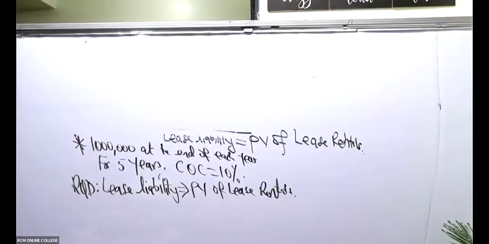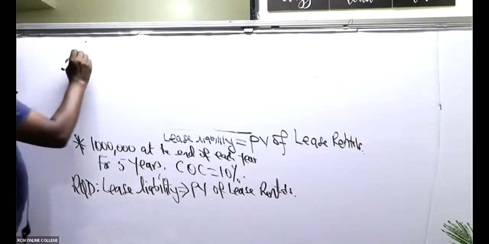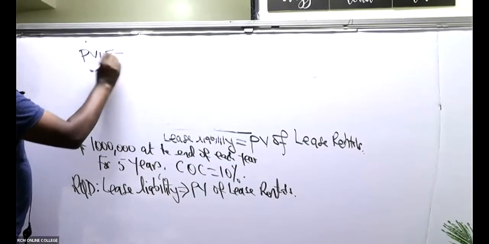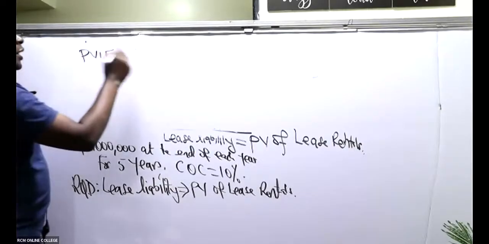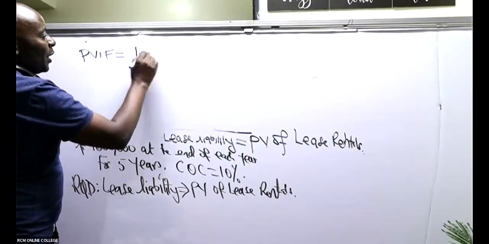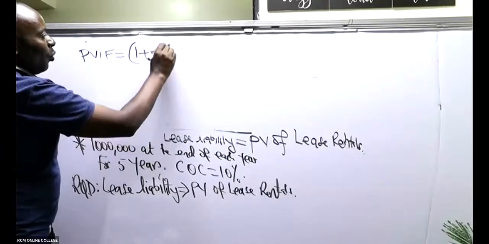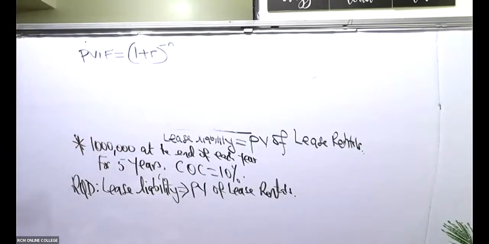In most of the cases, we shall be using annuities, because of the regularity in most cases. Remember, we have got two discounting formulas. We have the PVIF, present value interest factor. This is for the irregular ones. Normally we take 1 plus R raised to negative n, because you're discounting, we subtract up there. This is PVIF, present value interest factor.